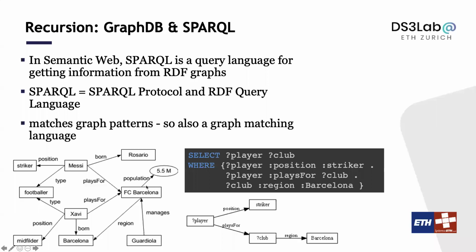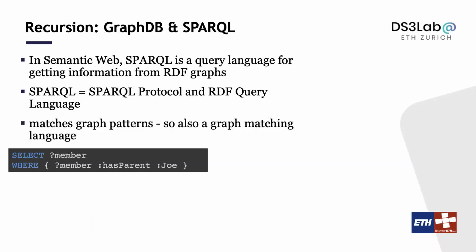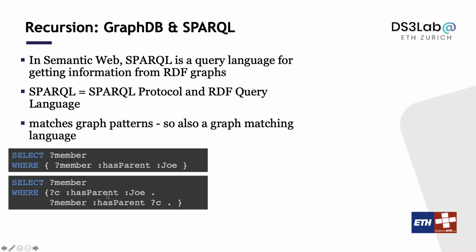Okay, so if you have this type of query, it's getting interesting because you can define recursion in a very, very natural way. For example, if I want to get a parent of Joe, you can write a query that looks like this. If you want to get a has parent, like two levels up, you can have a query that looks like this.